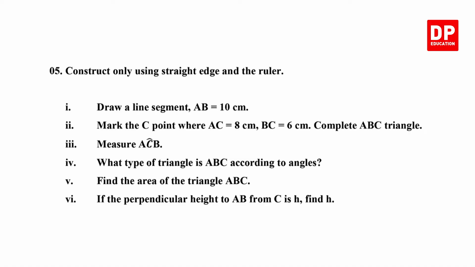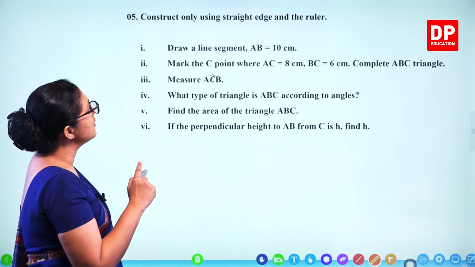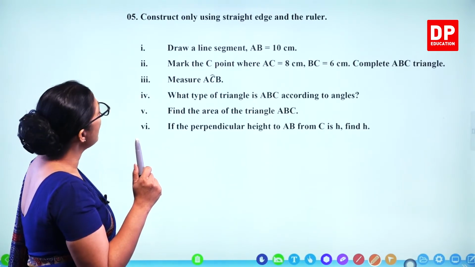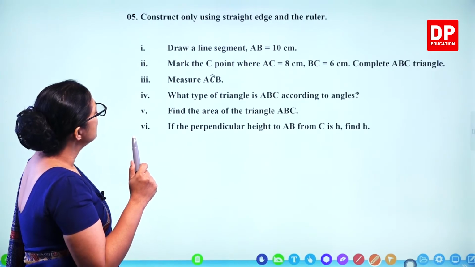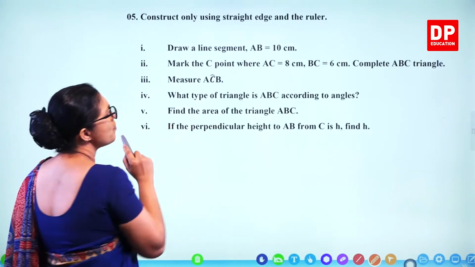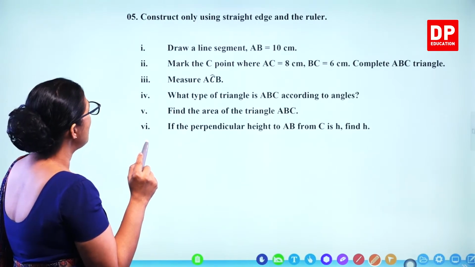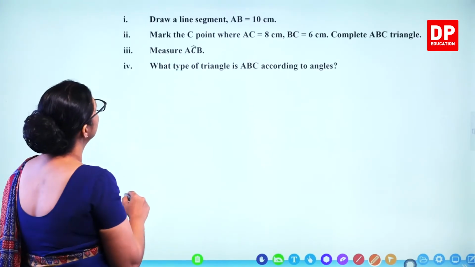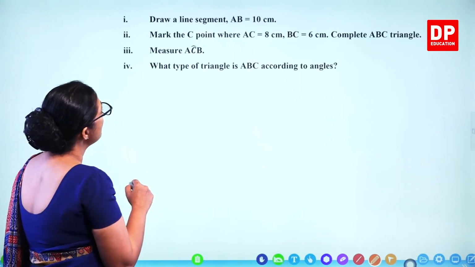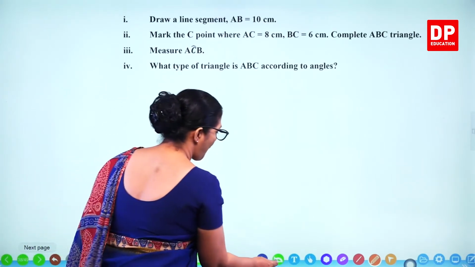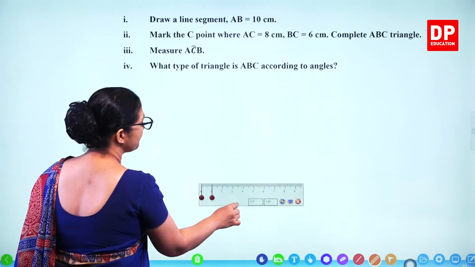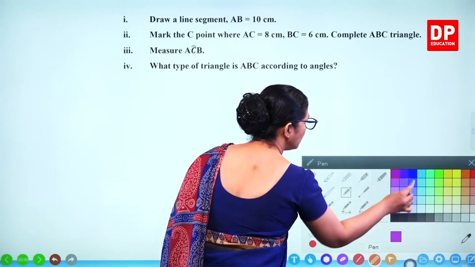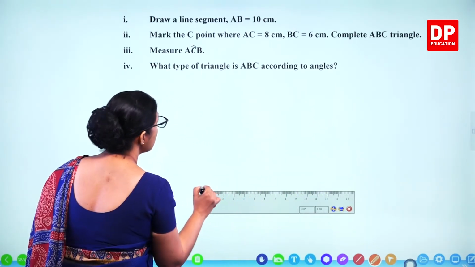Question number 5. Construct only using a straight edge and the ruler. Straight edge is the same as the ruler, and you can use the protractor to measure. And for perpendicular heights, you can use the set square. So let's do that. Draw a line segment AB 10 centimeters. So take the ruler, 10 centimeters length.